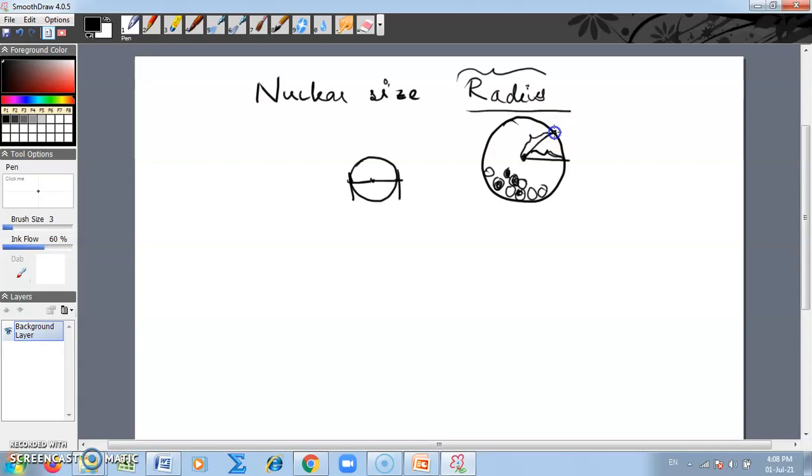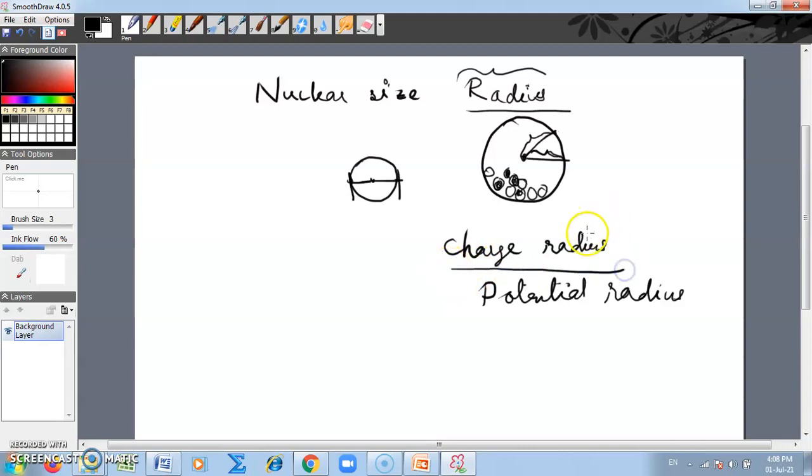So what actually is measured here is two types of radius. One is the charge radius, and another one is the potential radius. So we will be speaking about the charge radius actually.